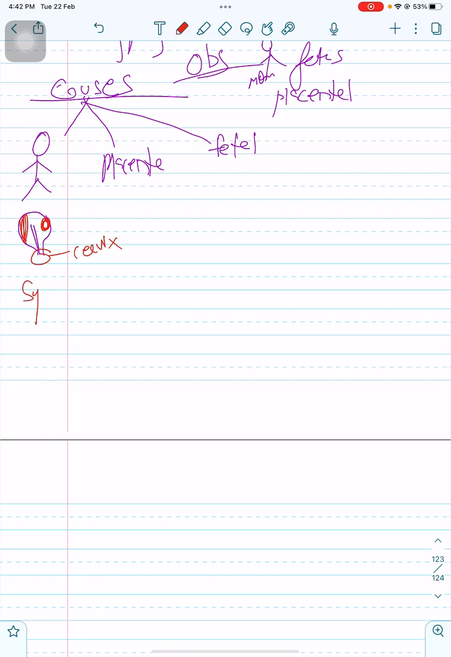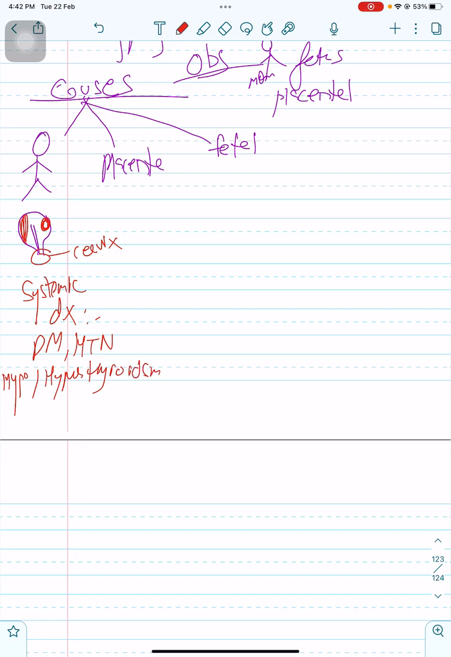There can also be systemic diseases, like diabetes and hypertension, hyperthyroidism or hypothyroidism. There can be hypercoagulabilities, like your antiphospholipid syndromes. There can be infections, there can be genetic disorders, and there can be so many of them.